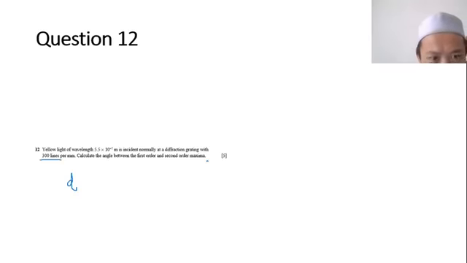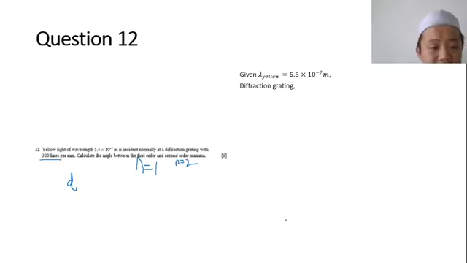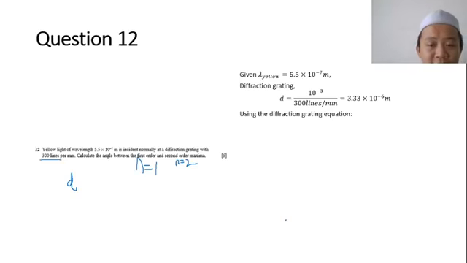So here it says calculate the angle between the first order and second order maxima. So we know this is n equals 1, and this one is n equals 2. Lambda is given, and for the diffraction grating you see 300 lines per millimeter, take the inverse, you get 3.33 times 10 to the power minus 6 millimeters. And then of course you have to convert. Using the diffraction grating equation, d sin theta n equals n lambda.